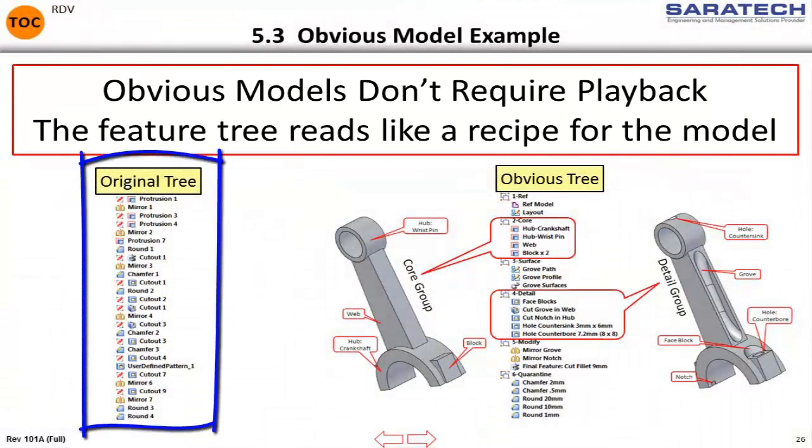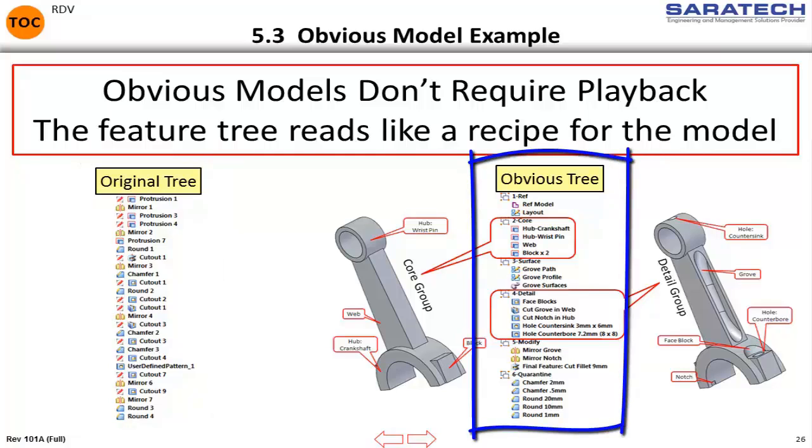Take a look at the original tree for the connecting rod. If you wanted to modify the diameter of the hole in the end of the wrist pin hub, which feature would you go to? If you had just completed this model, you might remember where that feature is sitting in the tree. But 6 months from now, when tasked with an ECO, there is no way to know without stepping through the model or running a playback.